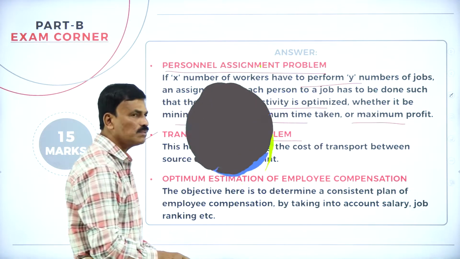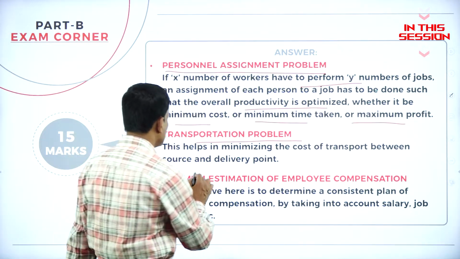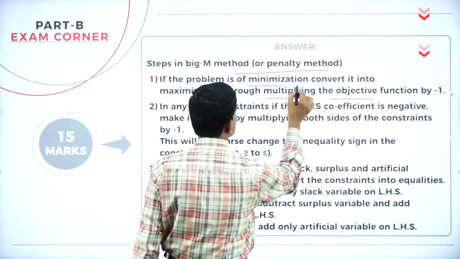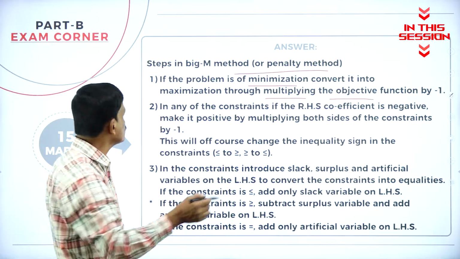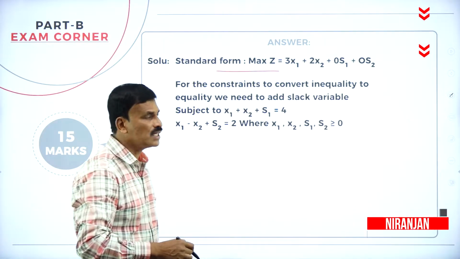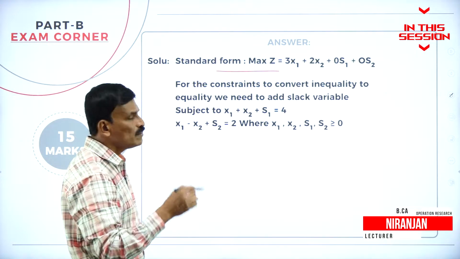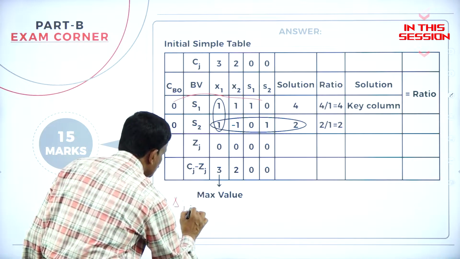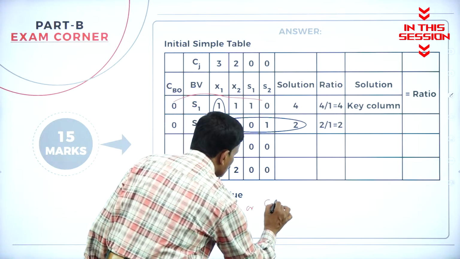In the transportation problem, this helps in minimizing the cost of transportation between the source and the delivery point. It is minimization. Convert it into maximization by multiplying by negative sign. The standard form of the given problem is max z is equal to 3x1 plus 3x2 plus 0s1 plus 0s2. So you can find out delta j. Delta j is equal to zj minus cj or cj minus zj.